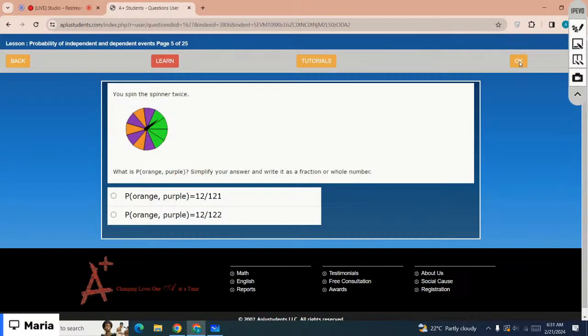The probability of purple is 4 out of 11, counting 1, 2, 3, 4, 5, 6, 7, 8, 9, 10, 11. And the probability of orange is 3 out of 11. So, which is the correct option?